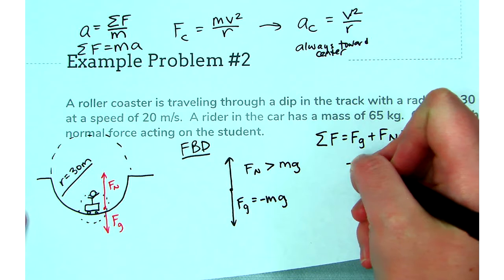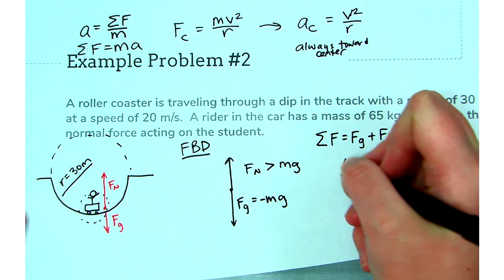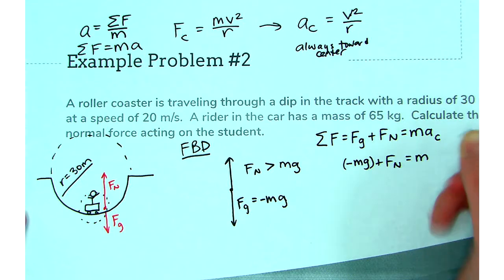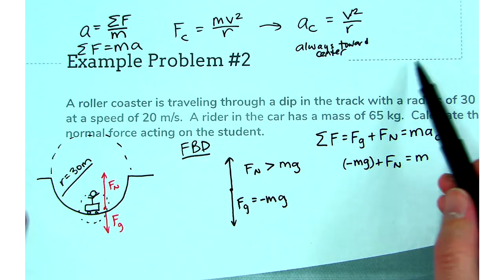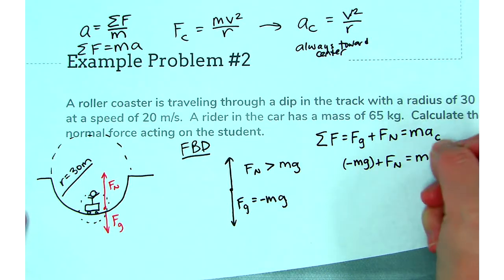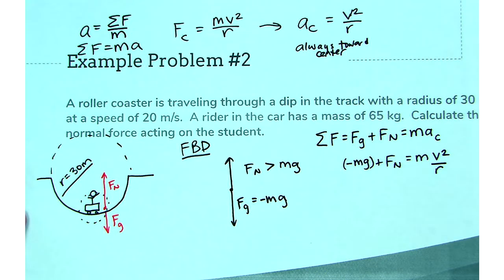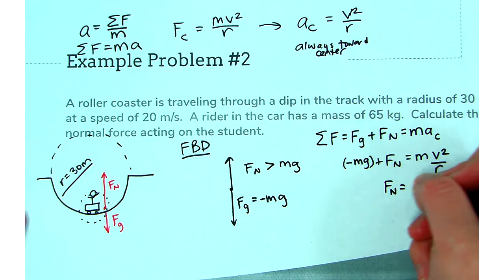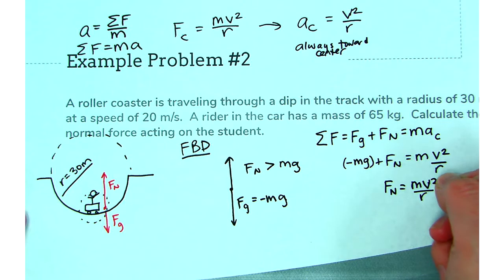plus my normal force is equal to mass times the centripetal acceleration, which is v squared over r. And I need to solve for my normal force. So this is going to be mv squared over r plus mg. G is positive here.